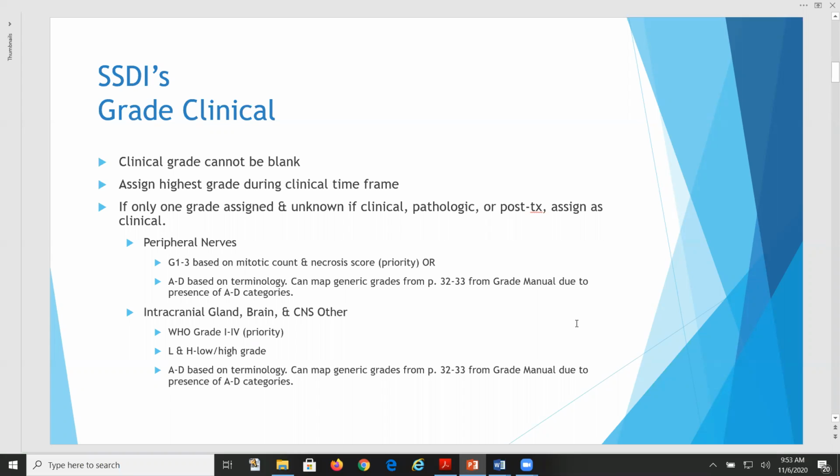Our grading system for the intracranial gland, brain, and CNS other all use the WHO grading system for their priority. And then second in priority would be our L and H, our low and high grade. And then last in priority is the A through D terminology, which again allows you to use the generic grade table.